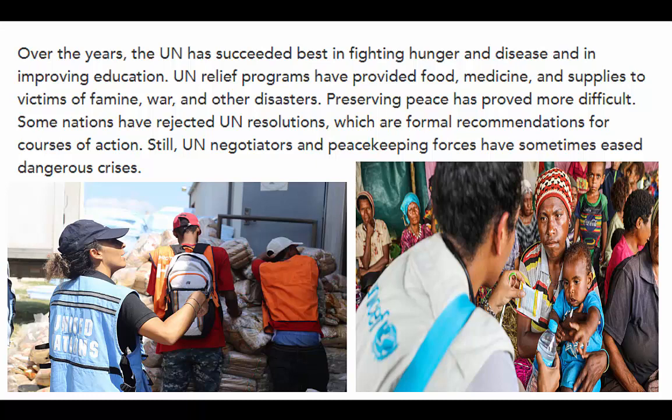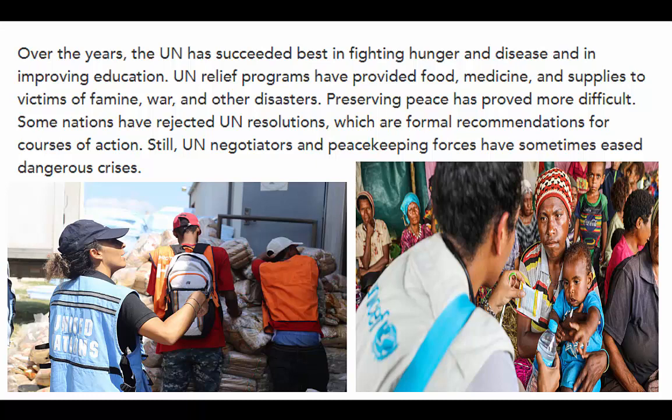Question 36. What have been some of the greatest successes of the United Nations? They have been really good at fighting hunger, disease, and improving education. They've also been very good at providing food, medicine, and supplies to victims that have suffered from famine, war, and other disasters.